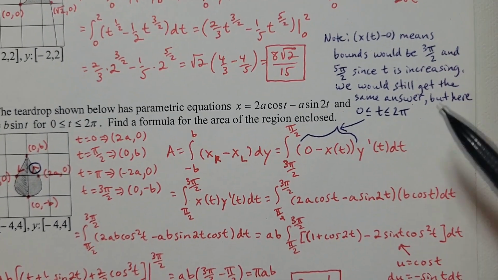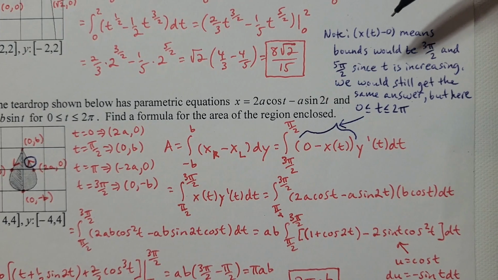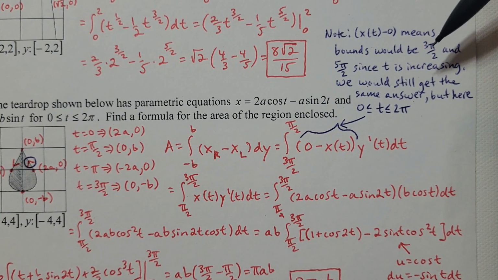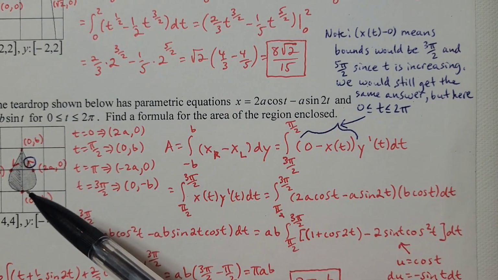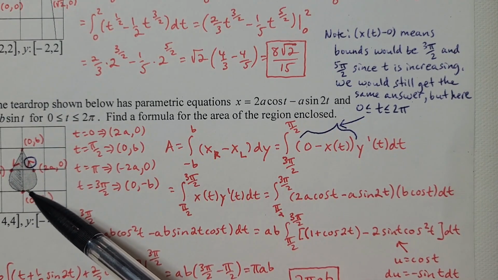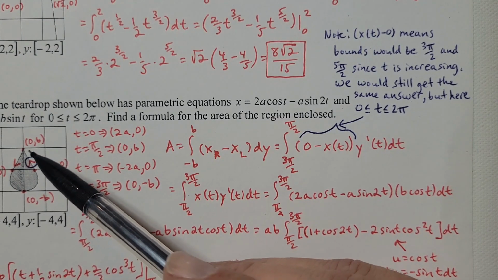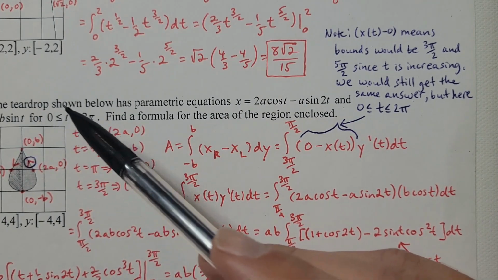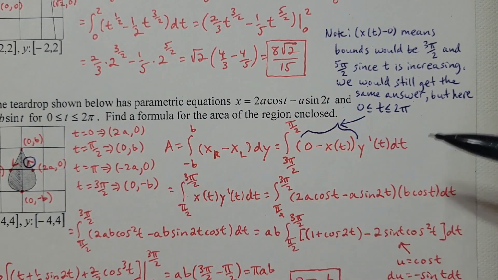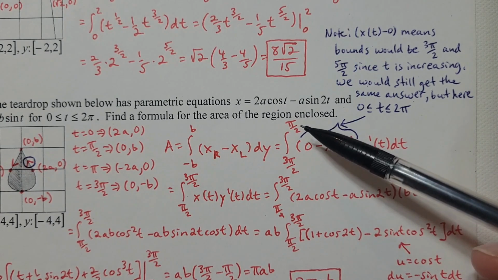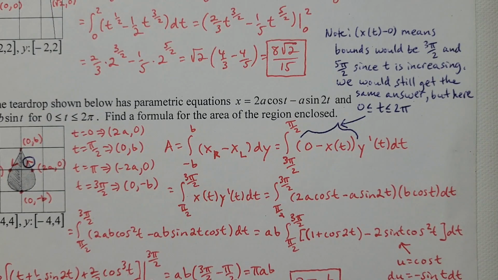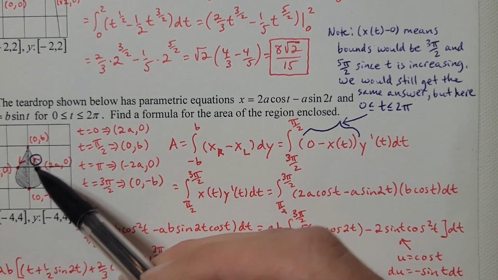Now I've got a note here. If I had x of t minus 0, that would mean that the bounds would be going from 3 pi over 2 to 5 pi over 2, right? Because you're increasing. Here's when you're at 3 pi over 2, here's where t is 2 pi, and then t would be increasing, so I'd be at 5 pi over 2. But that's not the interval that I was given. I would still get the same answer if I were going from 3 pi over 2 to 5 pi over 2, but that would be a necessary adjustment to make. I'd have x of t minus 0 then, because I'm handling the right side of this teardrop.